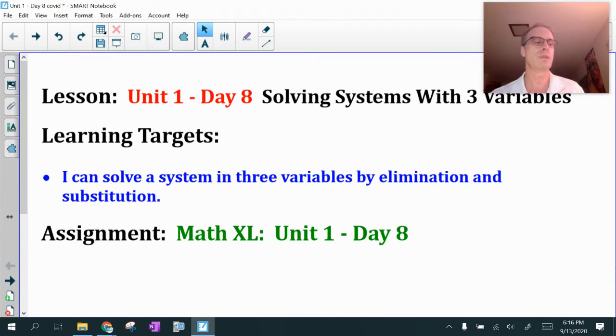So for those of you that sometimes need to be warned, hey, this is going to be a good topic to take notes, this is that warning. This is going to be one that you may want to play back a couple times and make sure you thoroughly get, because this can be a little bit more challenging than the two variable situation.